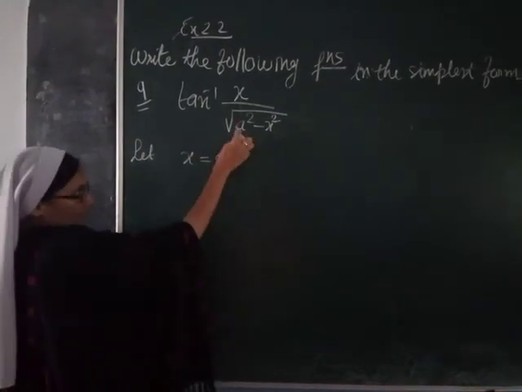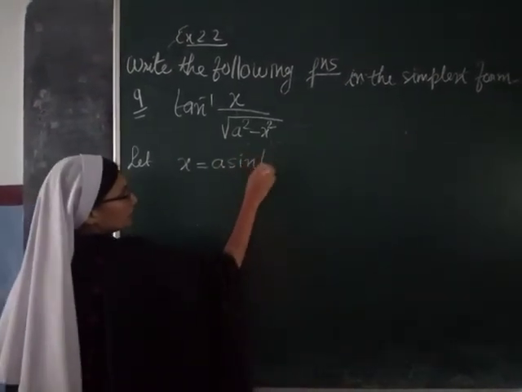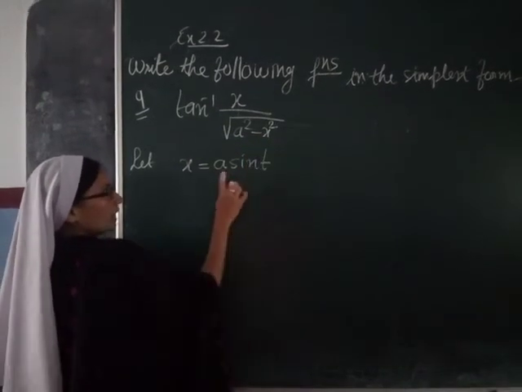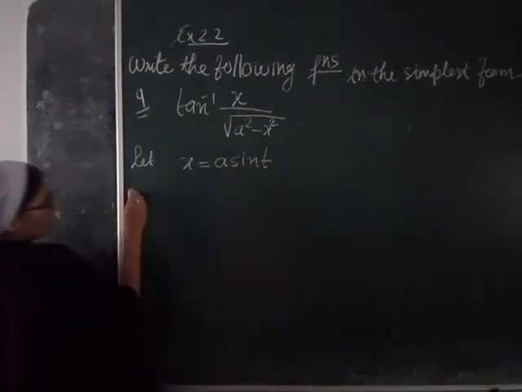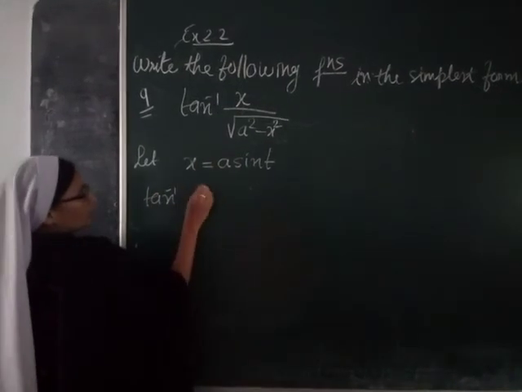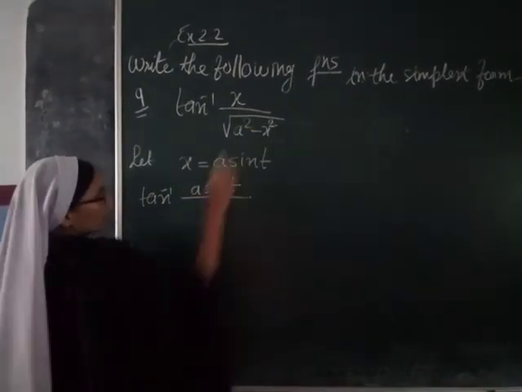Since a is here, I will take x as a sine t. Since x is there, take another variable t, so I will take here a sine t. Take tan inverse, and place the value instead of x, put a sine t, here also and here also.